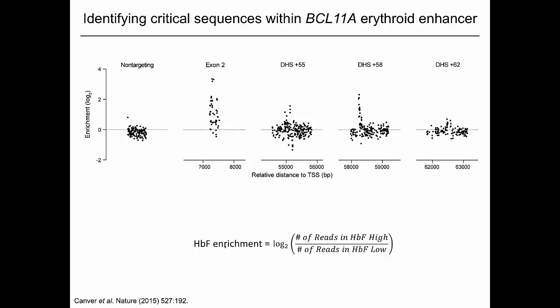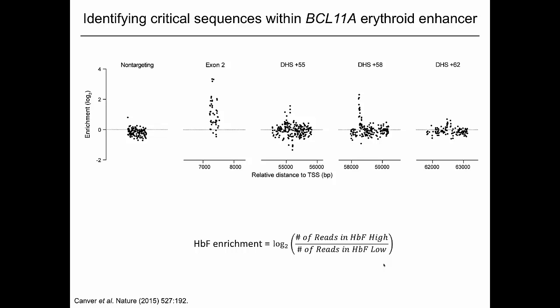And so this is the kind of results we observe from the screen. For each guide RNA, we calculate a fetal hemoglobin enrichment score, which is merely the number of reads in the high versus low fetal hemoglobin pool. And you can see, starting on the left, a set of negative control non-targeting guides showed no enrichment, and a set of positive control exon targeting guides intended to create null frameshift alleles of BCL11A demonstrated positive enrichment, showing the capability of this screen to identify guides that disrupt BCL11A and lead to high fetal hemoglobin.